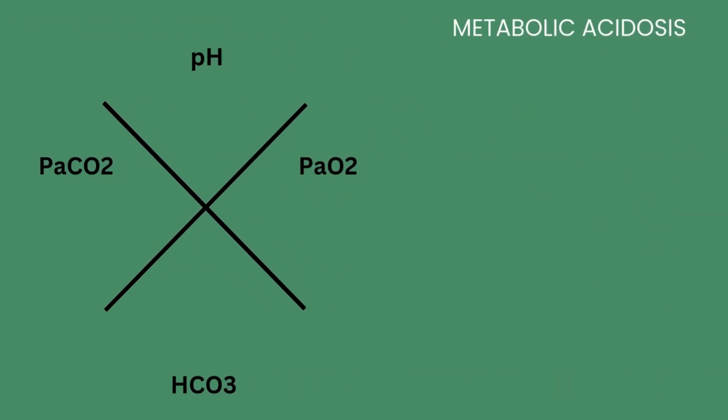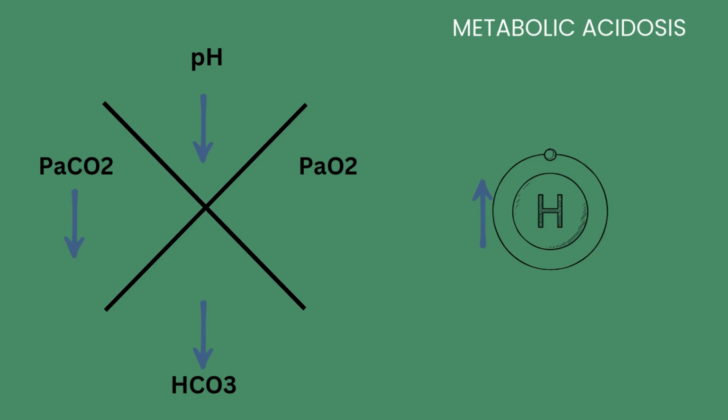Metabolic acidosis also presents with a pH below 7.35, but here the primary problem comes from an increase in acid production, as seen in conditions like diabetic ketoacidosis, or a loss of bicarbonate ions from excessive vomiting or the kidneys being unable to reabsorb bicarbonate. The bicarbonate level falls below 22 milliequivalents per liter. The PaCO₂ is usually low as the body compensates by breathing faster to blow off CO₂ and indirectly reduce acidity.